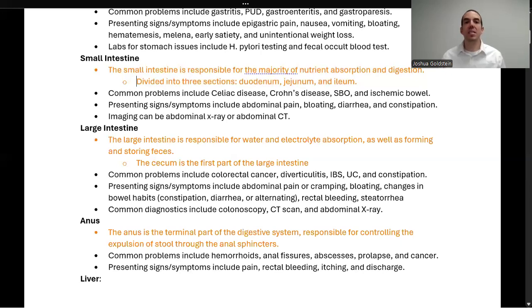And you should know that it's divided into three sections. The very first part of it is called the duodenum. That's the first part that goes from the stomach into the small intestine. From there, it goes to the jejunum, and from there, it goes to the ileum.